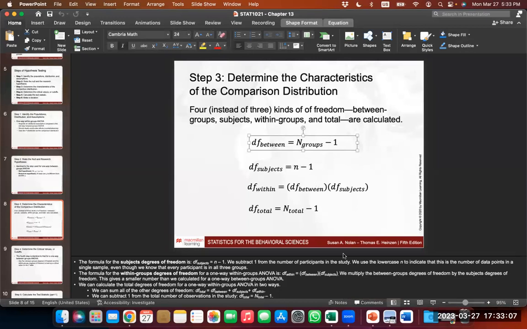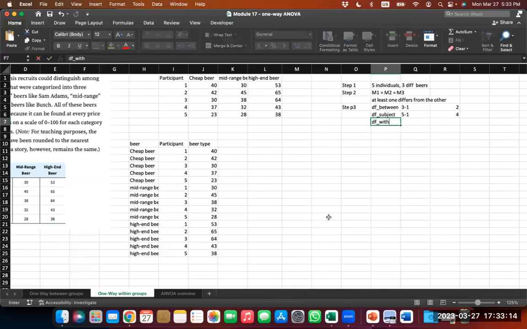So then we have degrees of freedom within. That's degrees of freedom between multiplied by the degrees of freedom of subjects. So this is now two multiplied by four. So that's eight. And then we have the degrees of freedom total. That's two plus four plus eight. Alternatively, it would be all entries, which would be five multiplied by three. So that's basically 15 minus one. Alternatively, it's eight plus four plus two, 14. Okay.